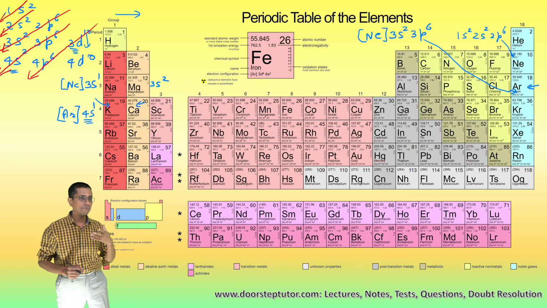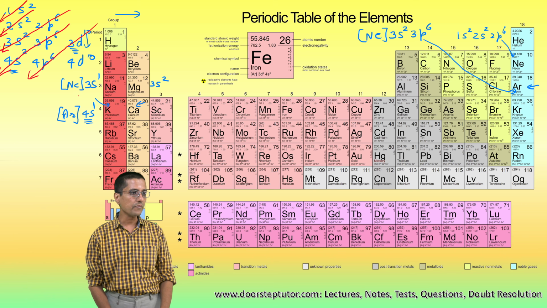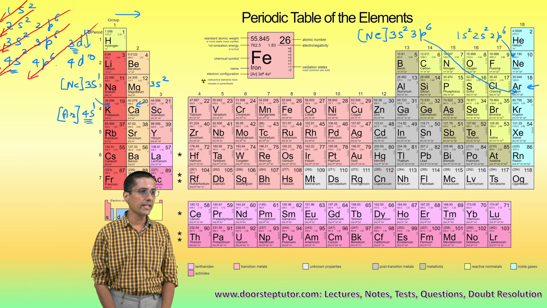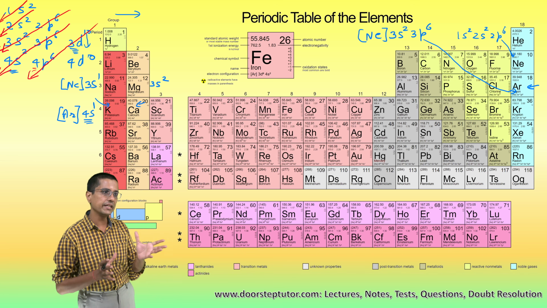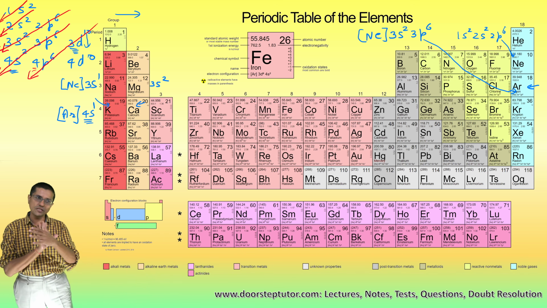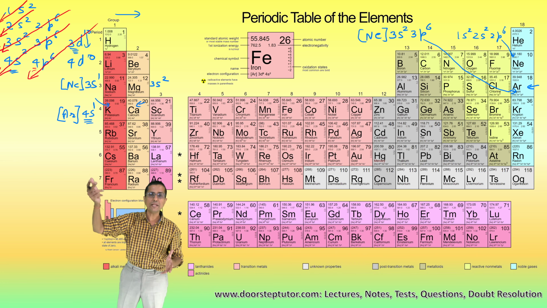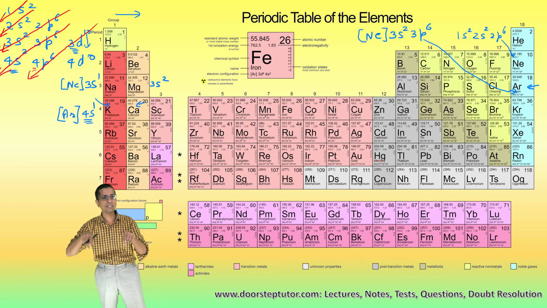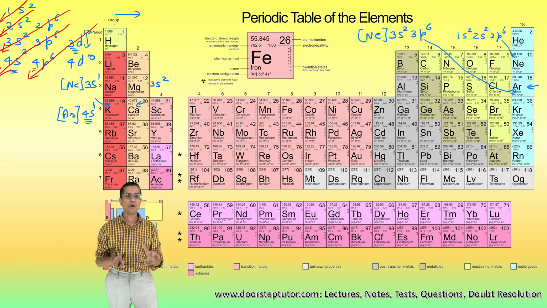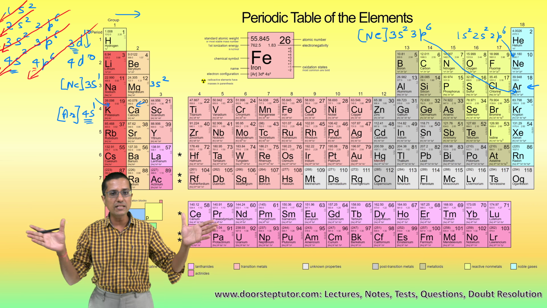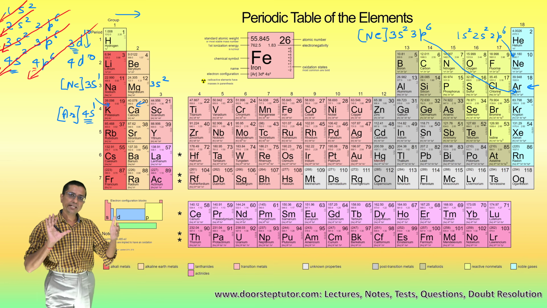After 3d10 we will then fill the 4p6. So it is not the 4s orbitals and then 4p orbitals. No, that is not the case. 4s, then 3d, then we go back to the third shell, we fill its d orbitals, and then we fill the 4p orbitals.